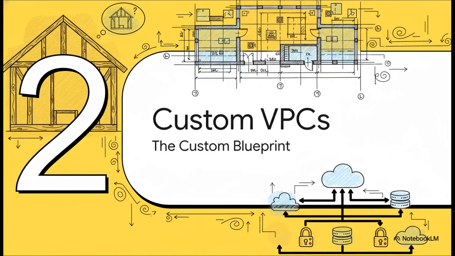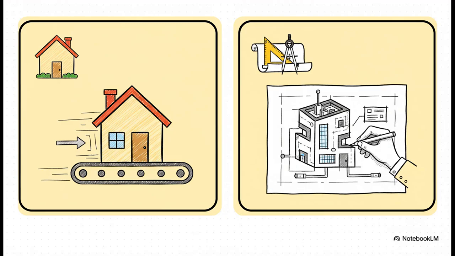But what happens when that starter home just isn't enough? What if your project is way more complex? Well, that's when you graduate from the pre-built model and you start drawing up your own custom blueprint. So, why on earth would you build your own VPC from the ground up? This slide here really nails the difference. The default VPC is all about convenience and getting started fast. It is fantastic for that.